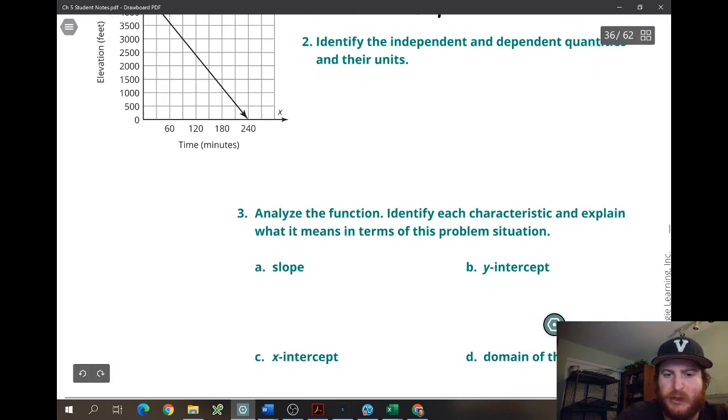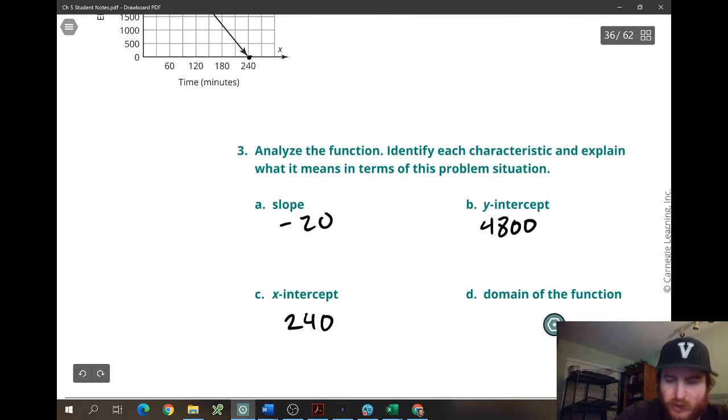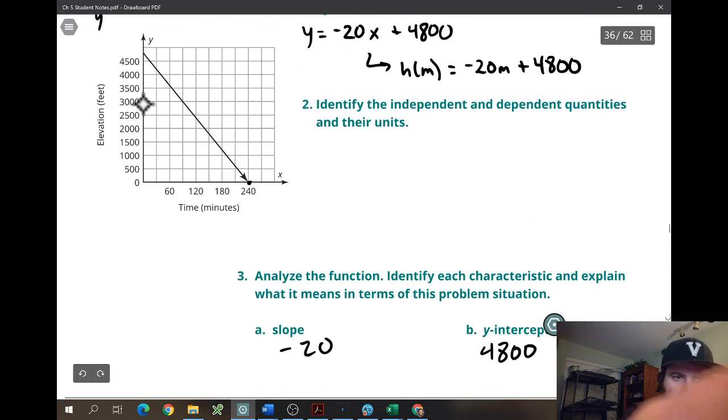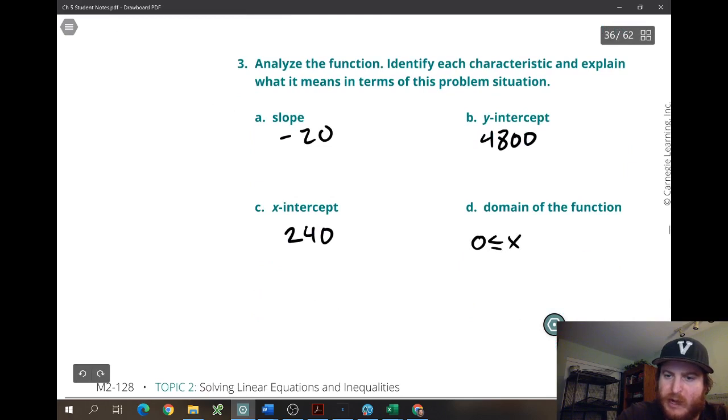So analyzing the function, what's the slope? Negative 20. What's the y-intercept? 4,800. That was obvious. What's the x-intercept? Well, it looks like it's crossing at 240 minutes. And the domain on this one's a little bit tricky. For domain, what I would say is, once they reach the bottom. So starting at 0 until 240. So I would say 0 is less than or equal to x, which is less than or equal to 240. That's when they finish, right? Because of the context of this question. Now, if I only had an equation like y equals negative 20x plus 4,800, that's a line.